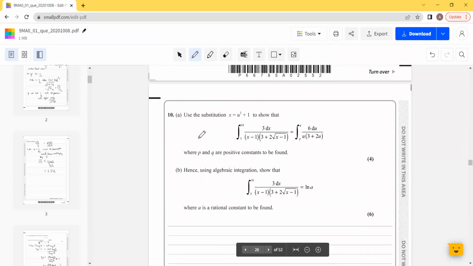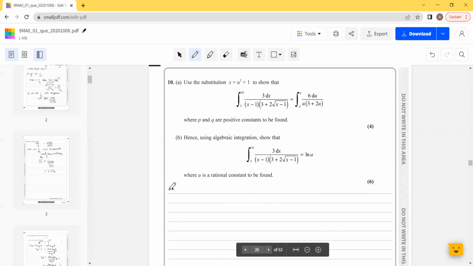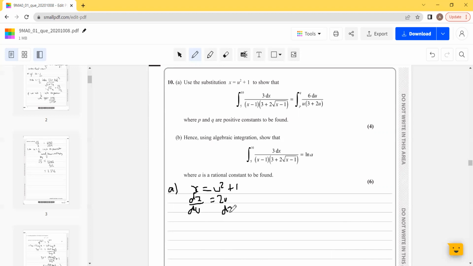Question 10a. Use the substitution x equals u squared plus 1 to show that the integral of 3 over (x minus 1)(3 plus 2 root (x minus 1)) between 10 and 5 is equal to this, where p and q are positive constants. So for A, I'm told that x is equal to u squared plus 1. So dx by du is equal to 2u, so dx must be equal to 2u du.